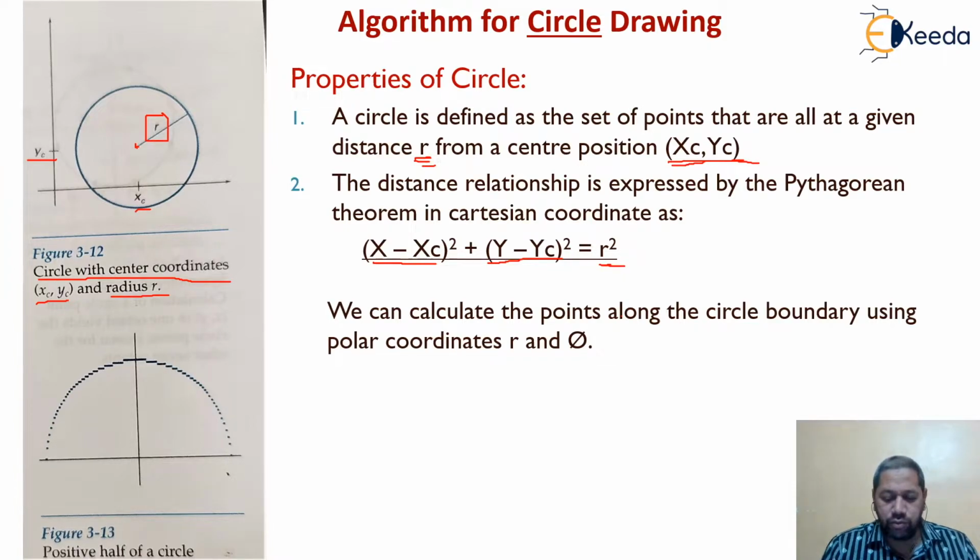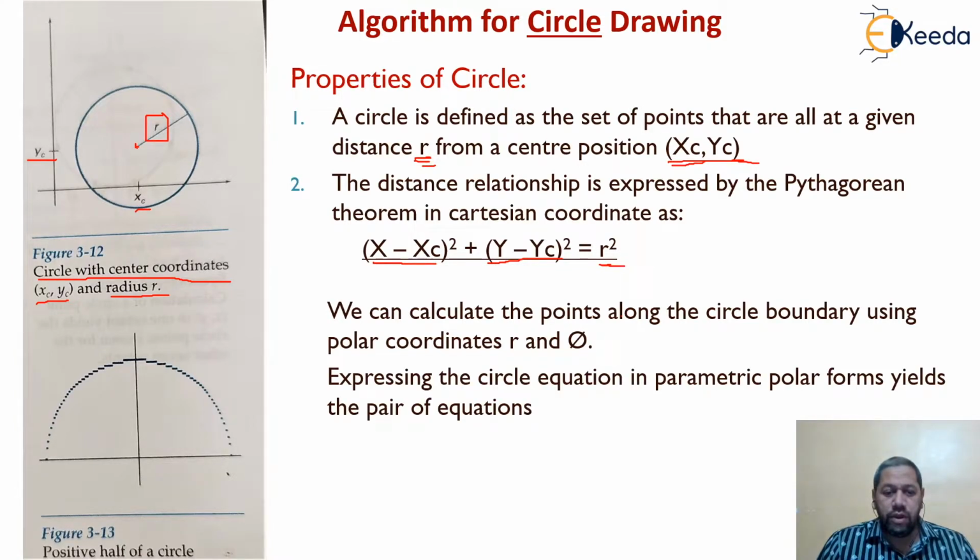Now here, if the radius of the circle is given to us, and we have to plot or draw the circle, we can calculate the points along the circle boundary using the polar coordinates r and the theta value. So we consider r and theta.